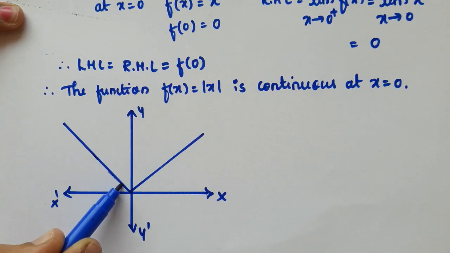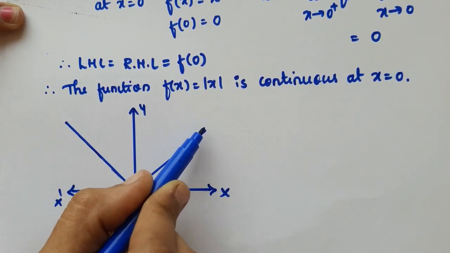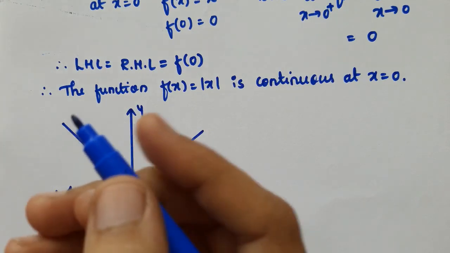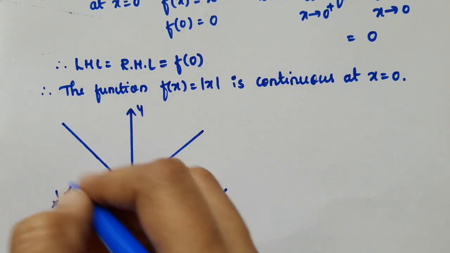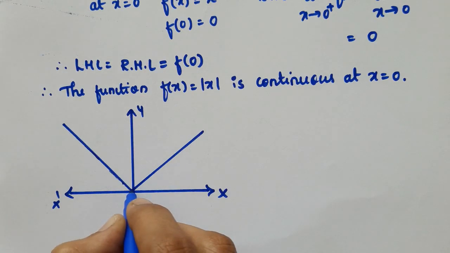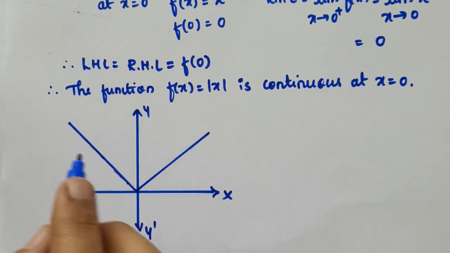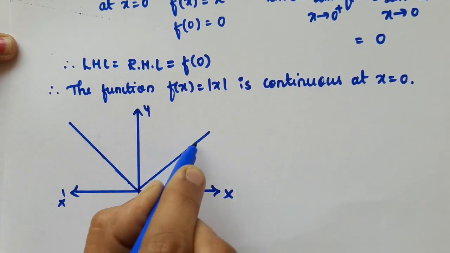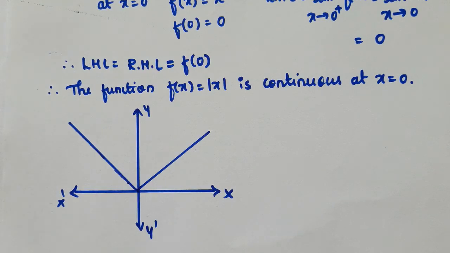We have to come like this. Again, we have to go like this. Without lifting the pen, or say without lifting the hand, we can draw the graph of this function completely. Therefore, the modulus function is continuous at every point of its domain. In particular, the function is also continuous at x is equal to 0, because at x equal to 0, we are not lifting the hand. We come closer to 0 and again we continue the graph like this. Therefore, this function is continuous at each and every point of its domain. Therefore, the modulus function is a continuous function.